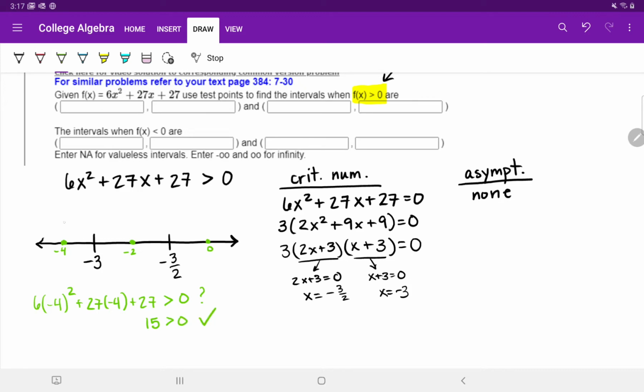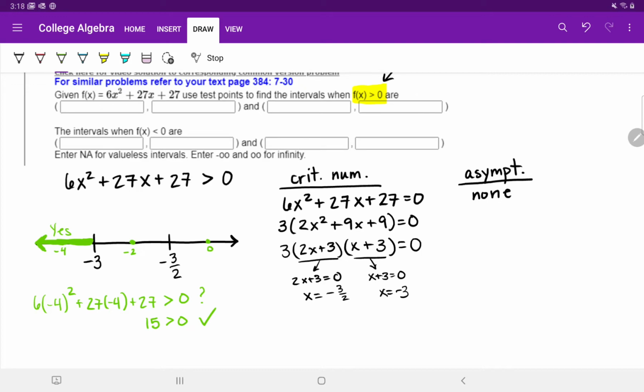is greater than 0. That is true. So all of these points on this side of negative 3 are part of my solution, going all the way down to negative infinity. So this whole section is part of my solution.